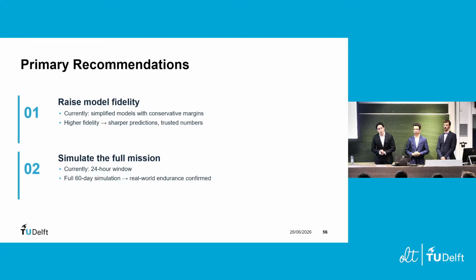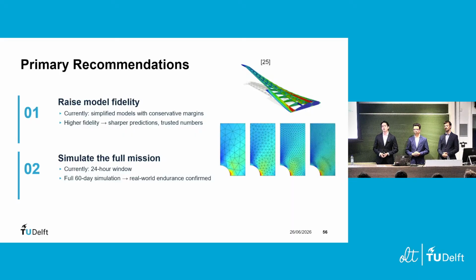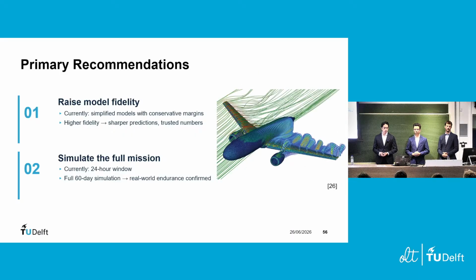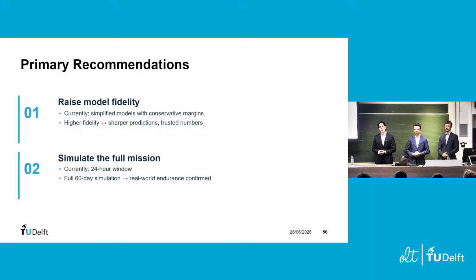So, everything we've shown you today was based on analysis where we used models. And these models were kept deliberately simple for a specific reason, to get us to a converged design within the DSE timeframe. But this means there's room for improvement. We could use higher fidelity models for a specific purpose, to reduce uncertainty in our estimations and to capture physical phenomena that our current models simply cannot represent. Examples of such models are finite element methods or computational fluid dynamics. The result is a more trustworthy number rather than just a coarse estimate wrapped in conservative margin.